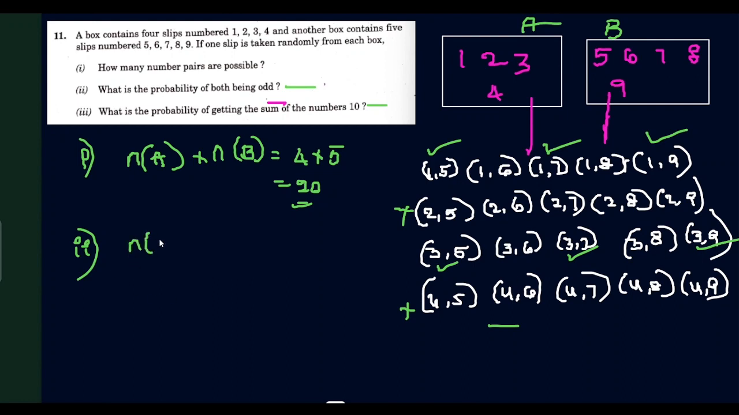So the number of E is what? Here it is n of S. You can consider n of S, and n of E is 1, 2, 3, 4, 5, 6, right?